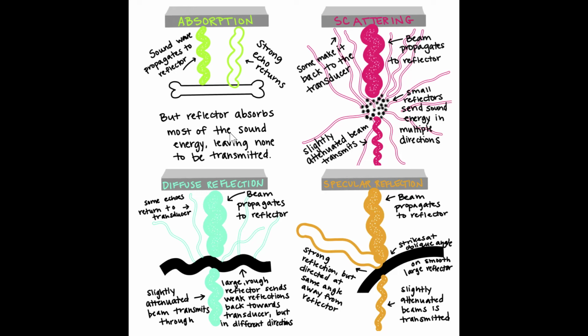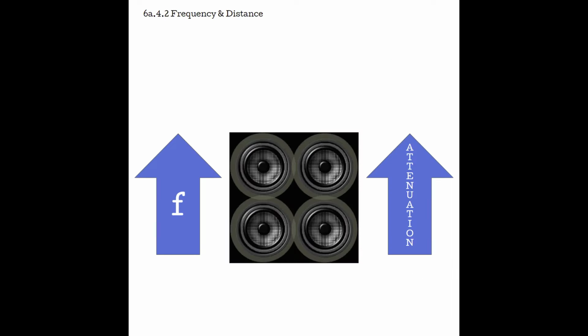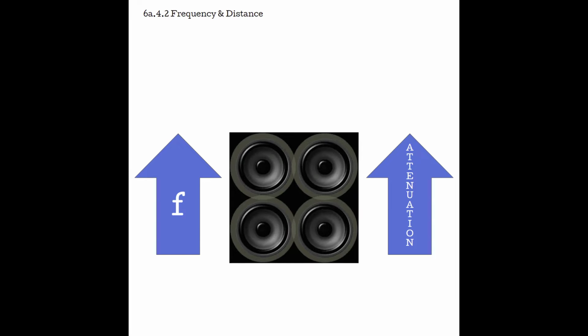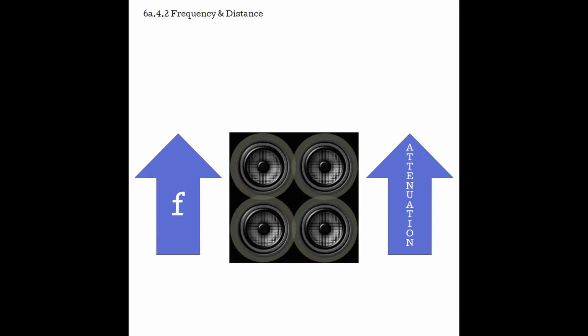And this is why when we are imaging, we want to avoid those high absorbing structures whenever possible. So absorption, scattering, and reflecting are all interactions that sound can have within a medium that would cause it to weaken or attenuate. However, the amount that the sound weakens is going to be more dependent on the frequency of the wave and how far the sound beam has to travel.